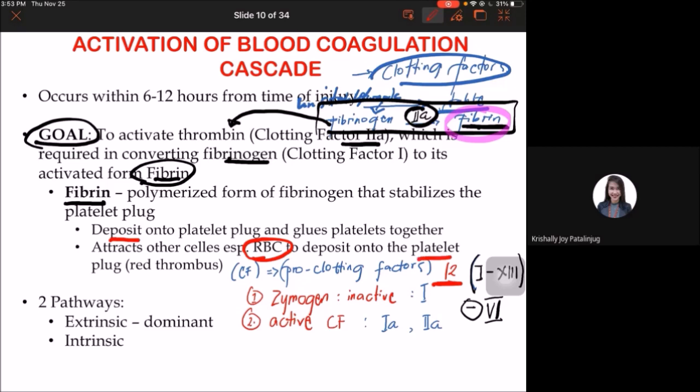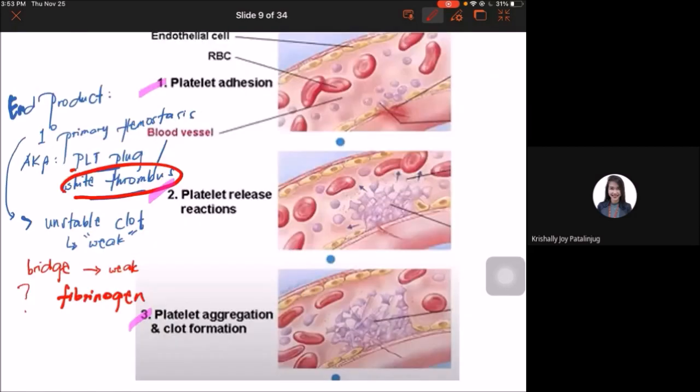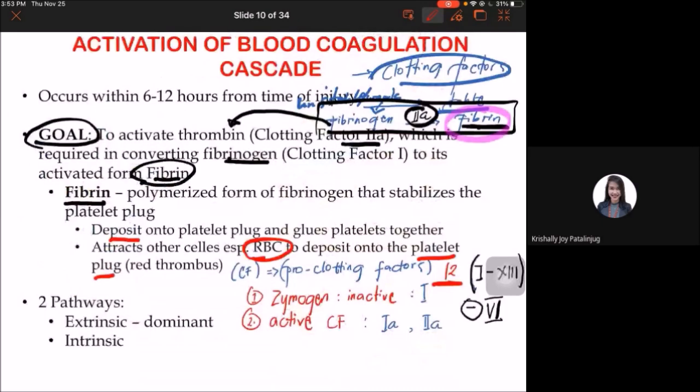Take note ha, the platelet plug, ito yung product sa first event. Now, kapag nag-bind or nag-attract na din, okay, sumama na din yung red blood cells doon sa platelet plug, that will form a red thrombus, no? Kaya yung end product sa second event is termed as red thrombus. Okay, kasi may presence na no ng red blood cell.